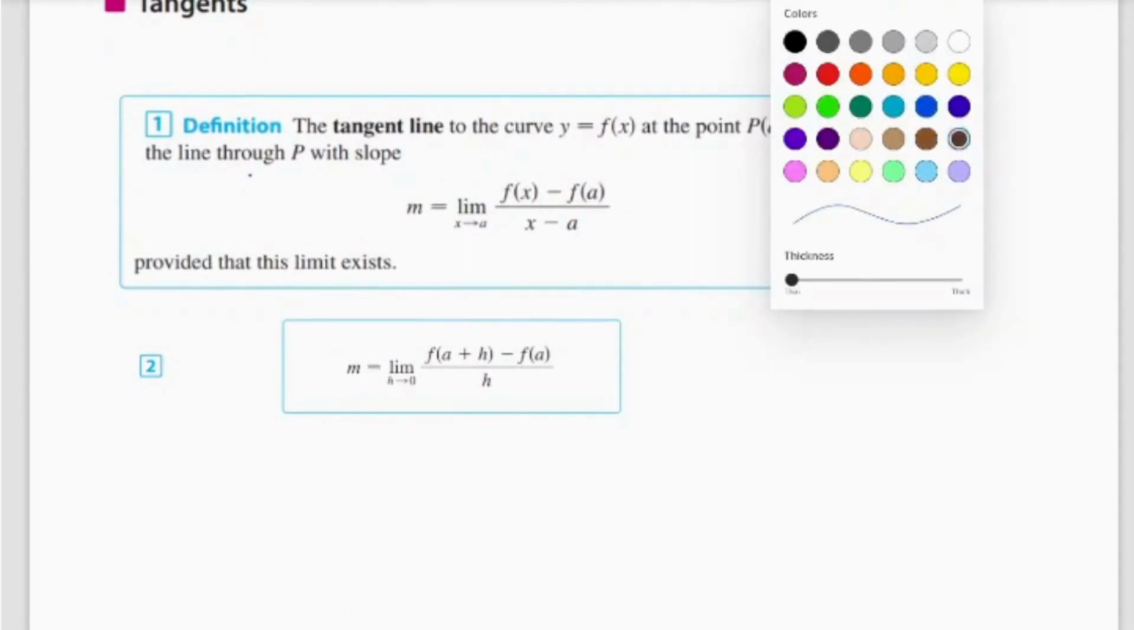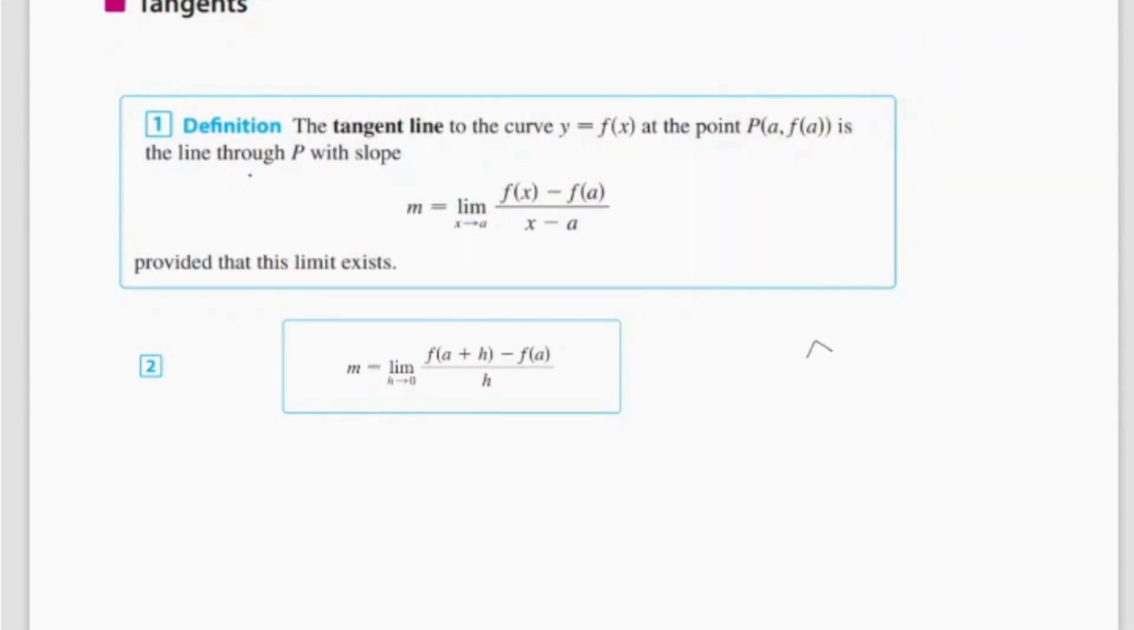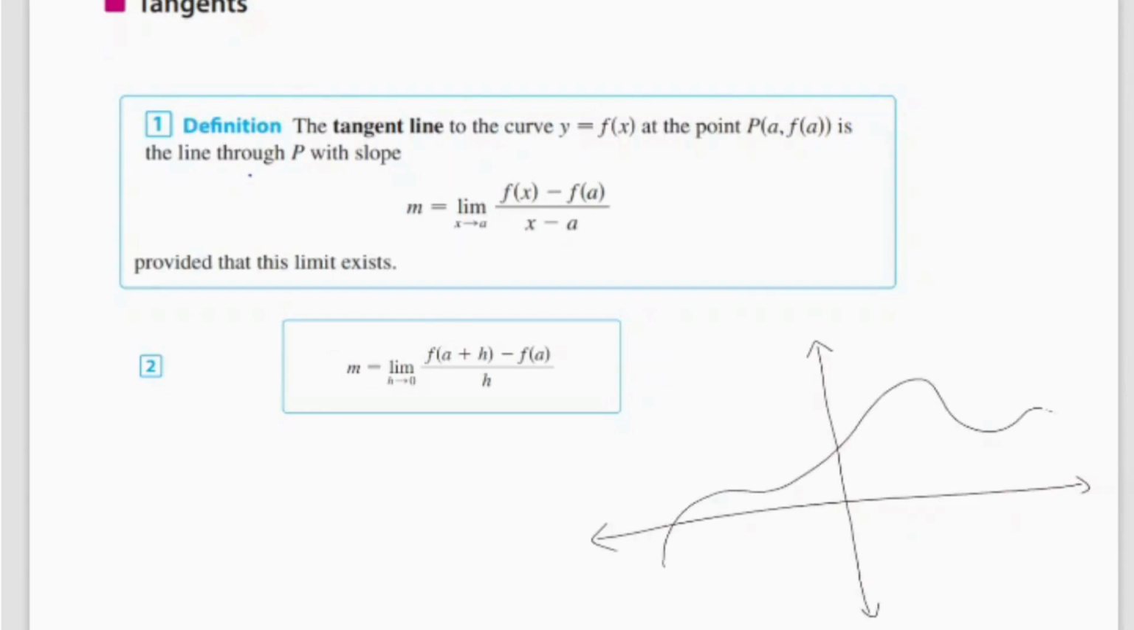For example, if you have any curve, this curve, what is the meaning of a tangent line at any point for that curve? So at this point, the tangent line means the line that touches this curve in only one point, in only that point. So for example, the tangent line at this point will be this line. Why? Because it touches the curve at this point only.